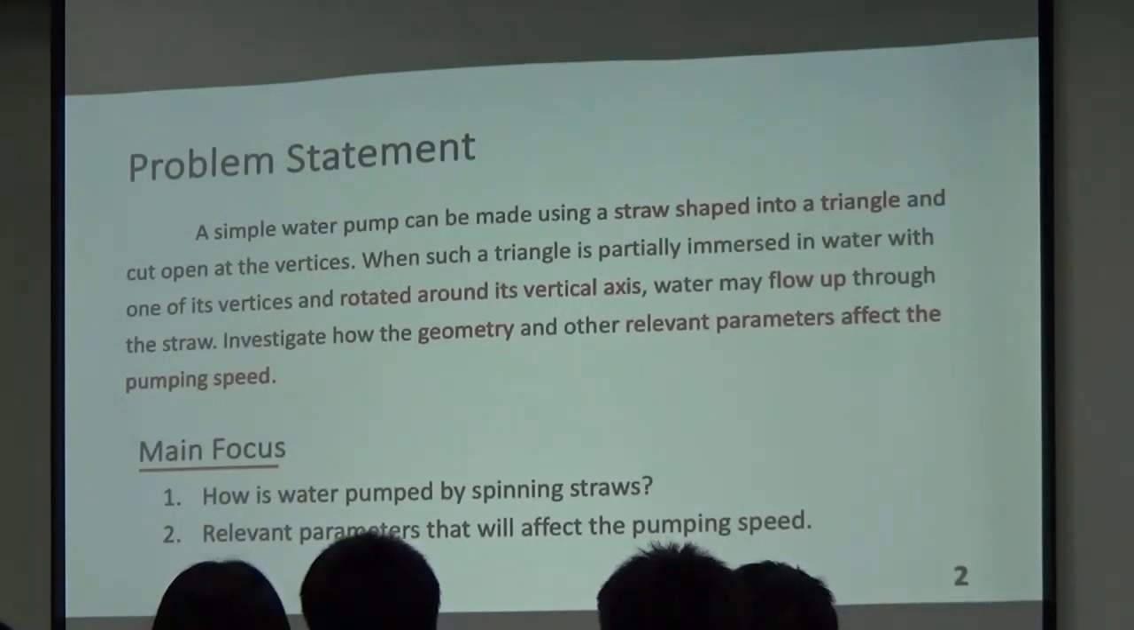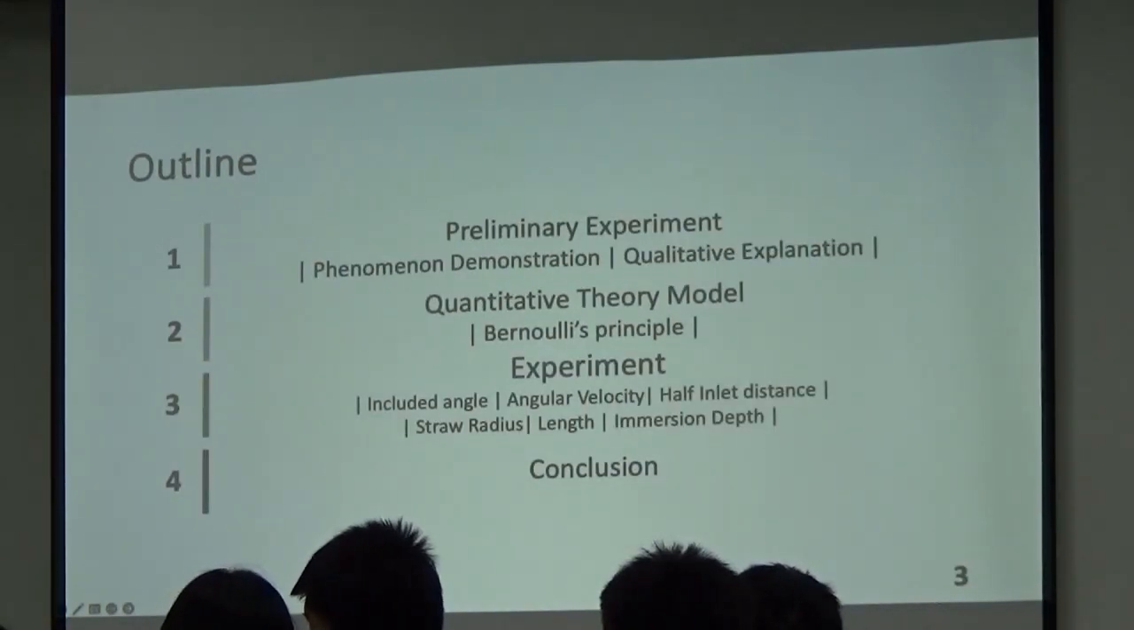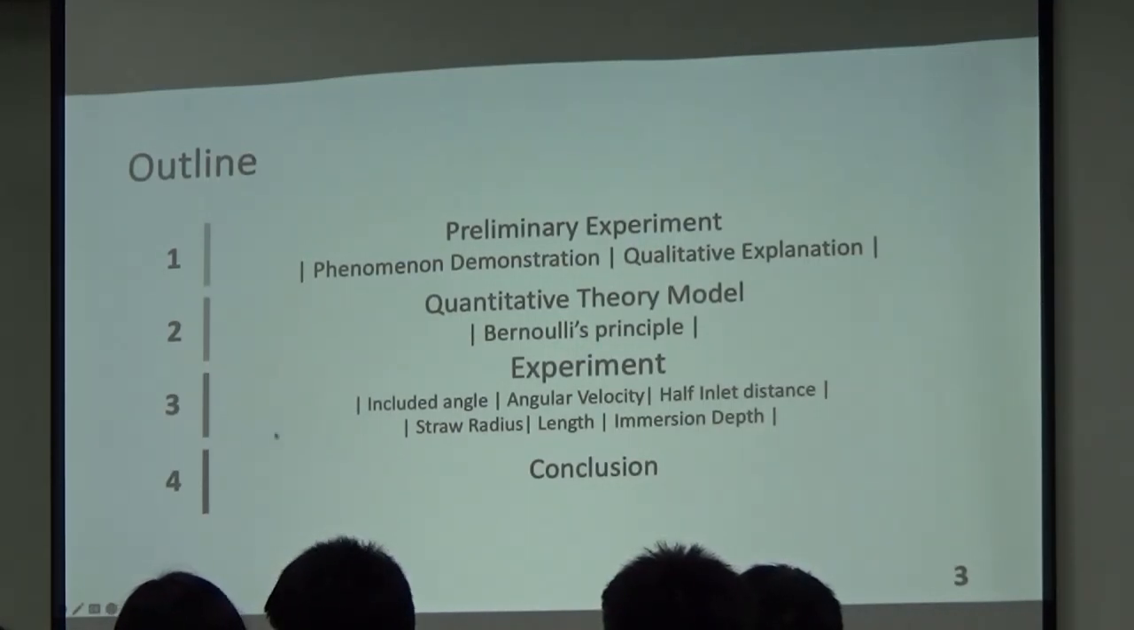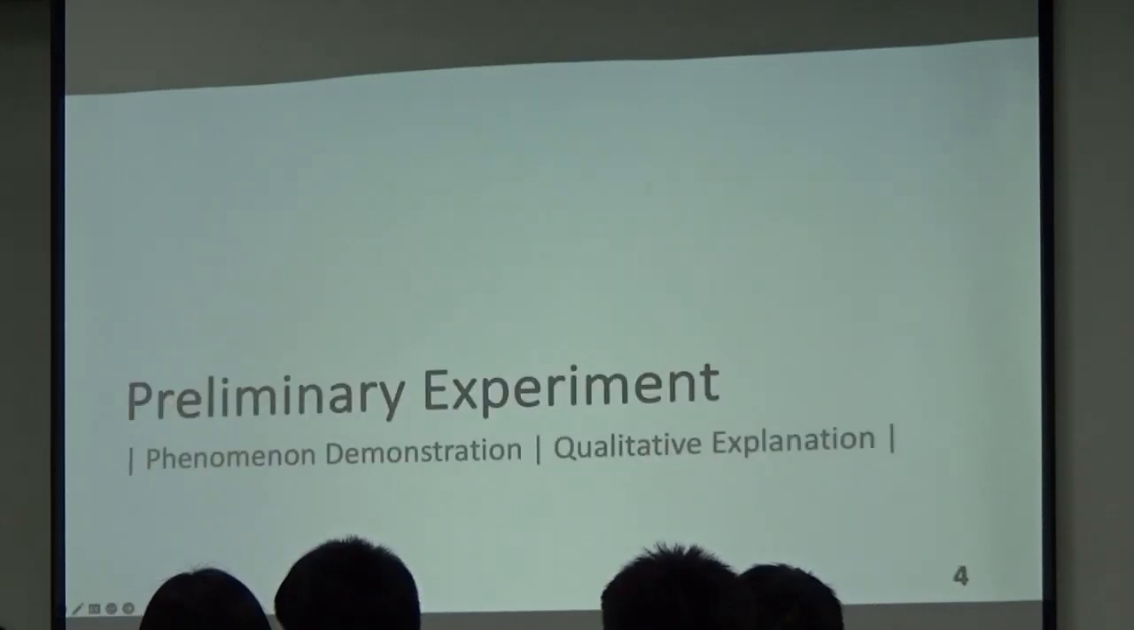Investigate how the geometry and algebraic parameters affect the pumping speed. So we will mainly focus on how water is pumped by spinning straws and the parameters that will affect the pumping speed. And here's the outline. First, for the preliminary experiments, I will demonstrate my observation video, and then for the quantitative theory model, I will use Bernoulli's principle. This is followed by the experiments, where I have done 6 kinds of parameters, and finally the conclusion.